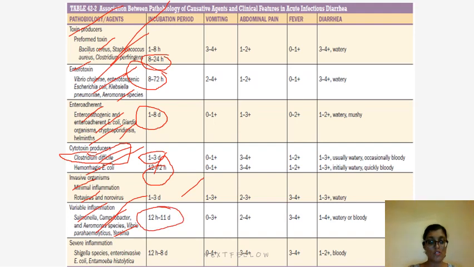Severe inflammation is caused by Shigella species, enteroinvasive E. coli, and Entamoeba histolytica. The incubation period ranges from 12 hours to 8 days. So this is another very important chart where a lot of questions get asked on this topic.